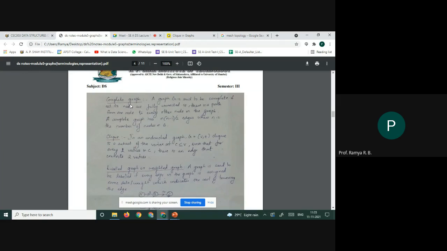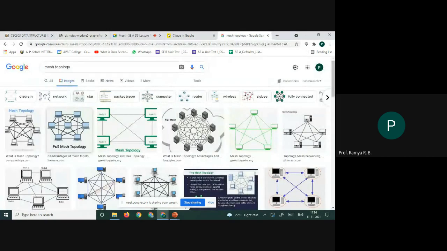Complete graph. What is a complete graph? A graph is said to be complete if all its nodes are fully connected. That is, there is a path from one node to every other node in the graph. It is the same as your mesh topology. A complete graph has n into n minus 1 by 2 edges, where n is the number of nodes in G. That means, if you consider this mesh topology, if there are 1, 2, 3, 4, 5, 6, 7 nodes in your graph.